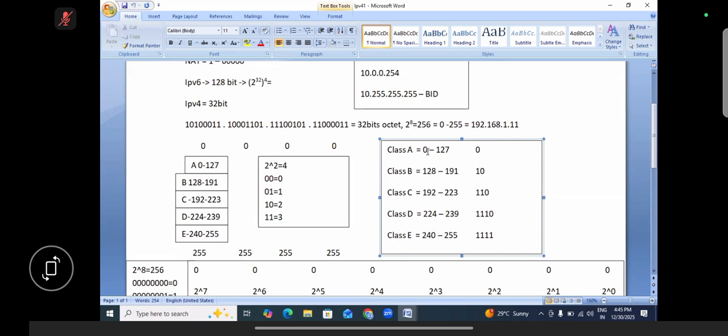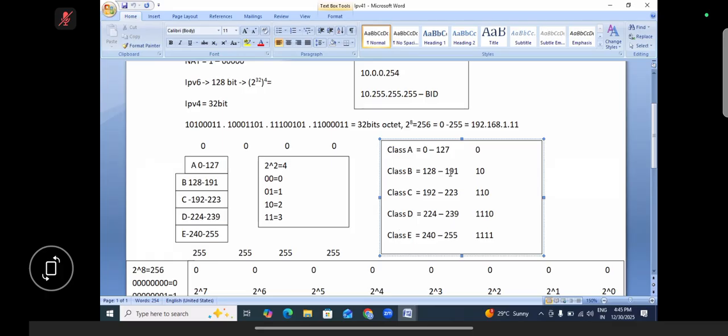Sir, why classes 0 to 127? Why not 0 to 191? This is a genuine doubt, right? Why class A 0 to 127? Why not 0 to 191? On which basis did they define the IP address classification? On which basis are they providing the IP address classes?